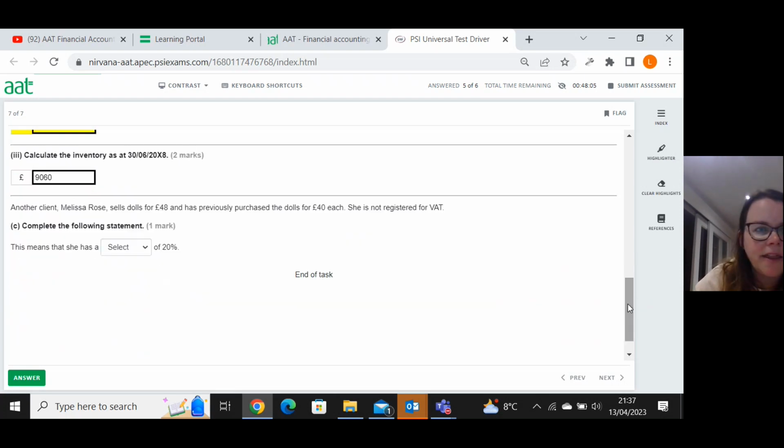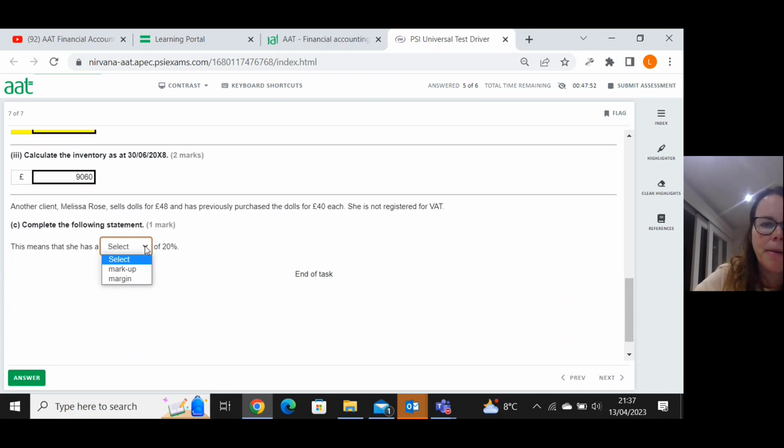Right, then finally, another client, Melissa Rose, sells dolls for £48, previously purchased them for £40, not VAT registered. This means she has, is it a markup or a margin? So if she bought them for 40, if it was a markup, we'd be adding 20%. So I've just checked that and it does work to 48. If it had been a margin of 20%, we would work out 20% of 48, which would have been £9.60, which doesn't work. So therefore, that must be the final answer.